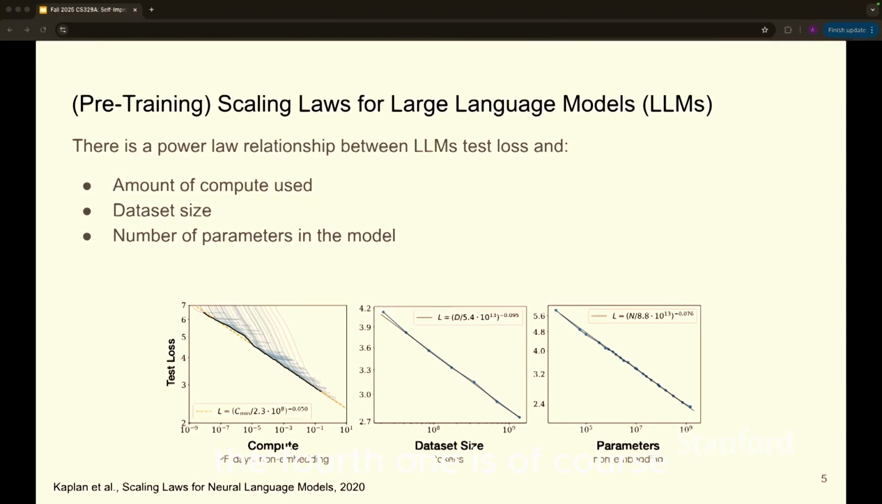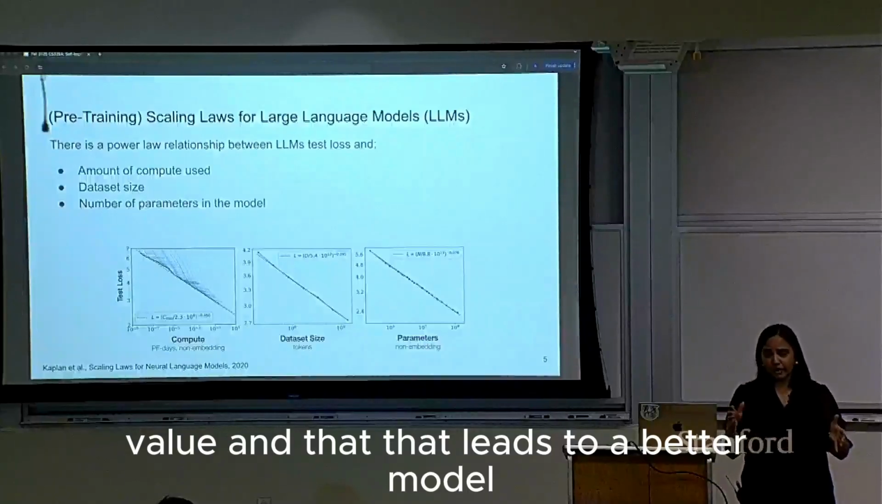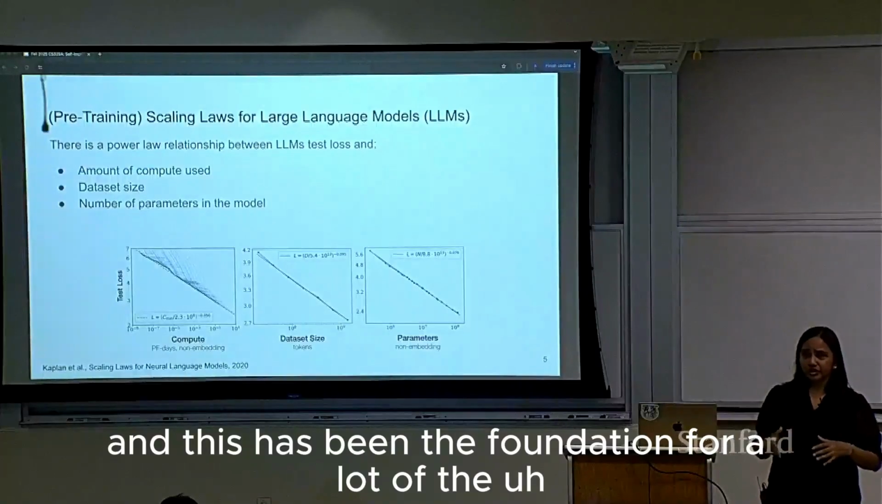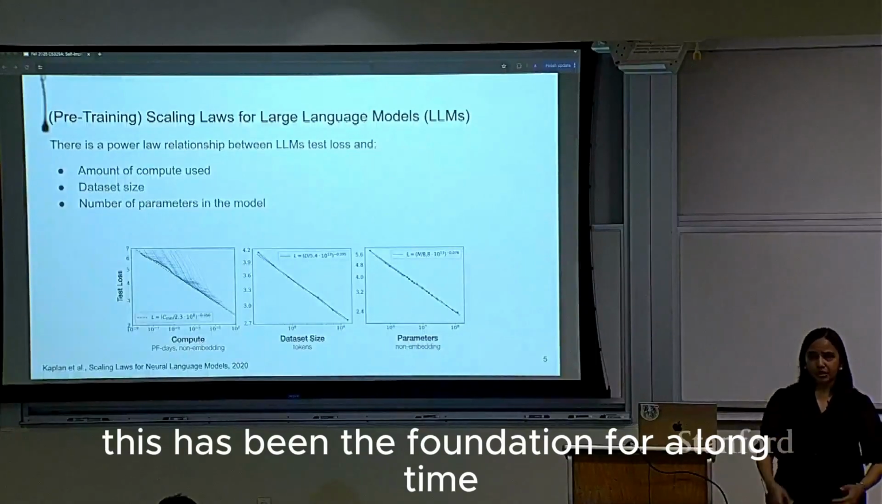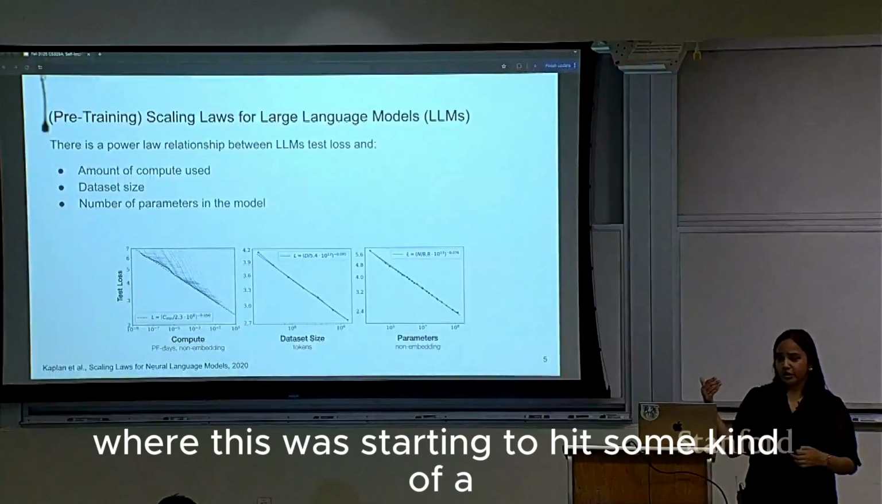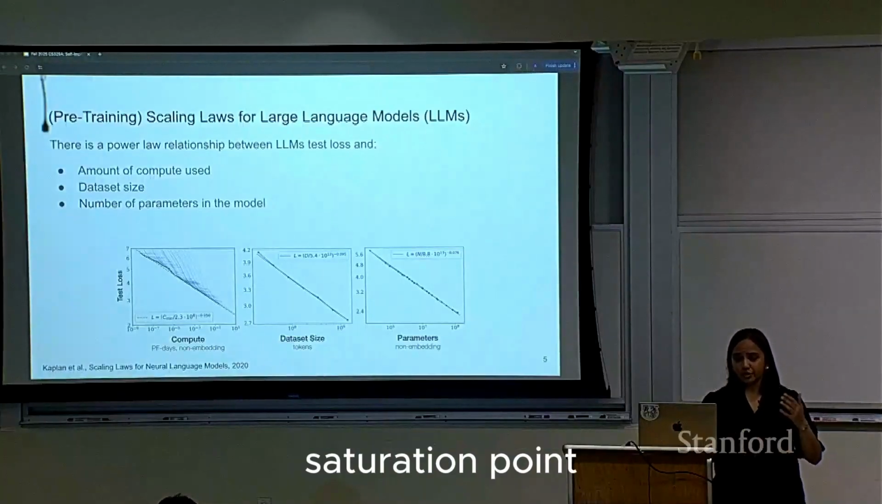And the third one is of course parameter count. If you increase the number of layers in a transformer or the amount of parameters in the language model, that improves the loss value, and that leads to a better model. This has been the foundation for a long time, until last year, when this was starting to hit some kind of saturation point.